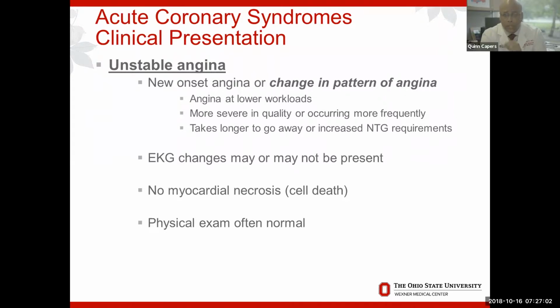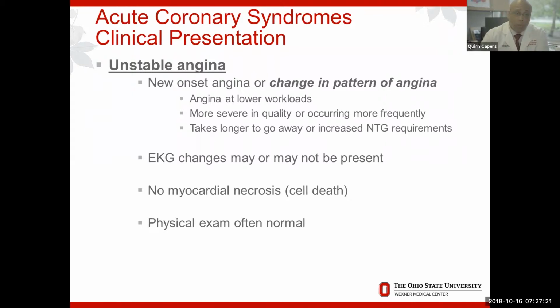Or they might say, when I get chest discomfort, I take a sublingual nitroglycerin and it eases the pain. Now I'm having to take 2 or 3 of those sublingual nitroglycerins. That change in the pattern is why we call it an unstable angina. And those patients are at higher risk to go on to a heart attack.